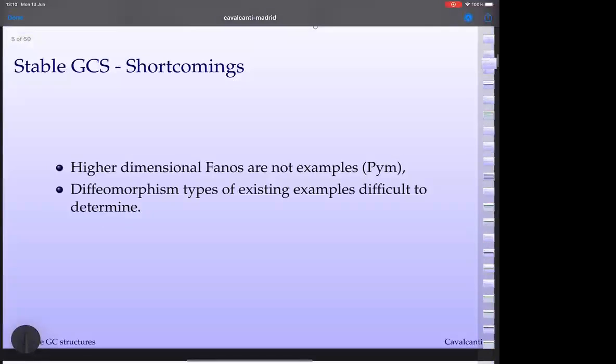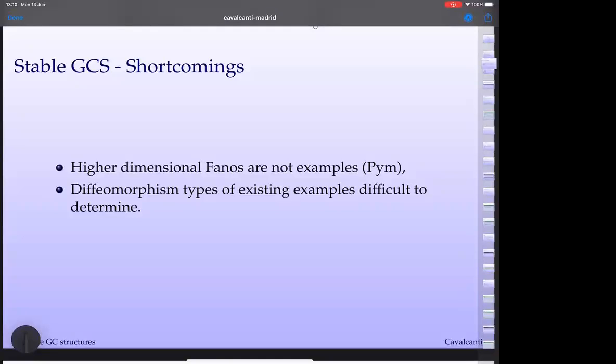There are a few shortcomings of these stable generalized complex structures. One of them is that I think of CP2 and blow-ups of CP2s as like del Pezzo surfaces, and you might think that you can have that also in Fano varieties. The fact that in higher dimensions that's not the case is a bit of a bummer, because I would like this to connect a bit to the study of Fano manifolds.